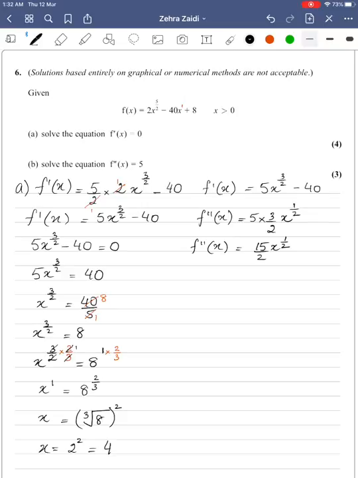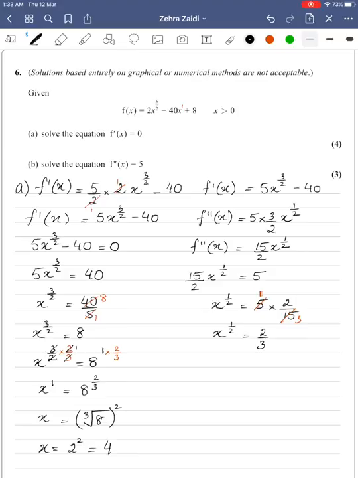Now in part B also we need to solve f double dash x is equal to 5, which means we need to equate the value of f double dash x that we got to 5 and solve for x. So we have 15 divided by 2 into x to the power of half is equal to 5. So again we need to make x the subject of formula here. We can leave x to the power of half here and we have 5 on the right hand side. We bring 15 upon 2 to the right hand side, so it turns to 2 upon 15. Now we can cancel the common factors. 2 ones are 2, 5 ones are 5, 5 3s are 15. Alright, so we are left with x to the power of half is equal to 2/3.